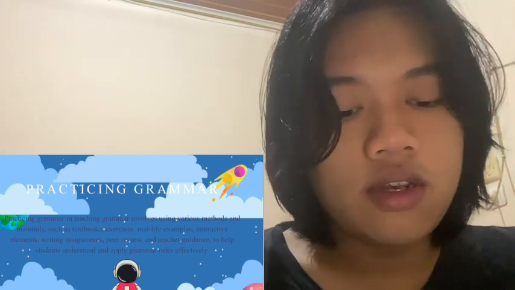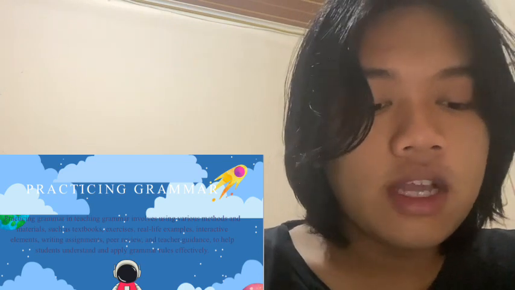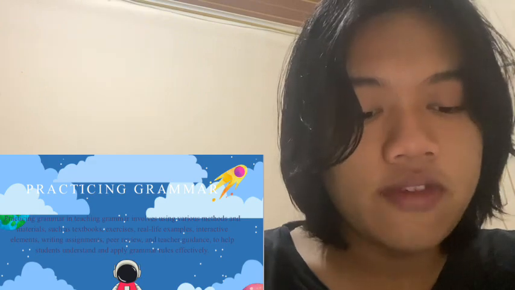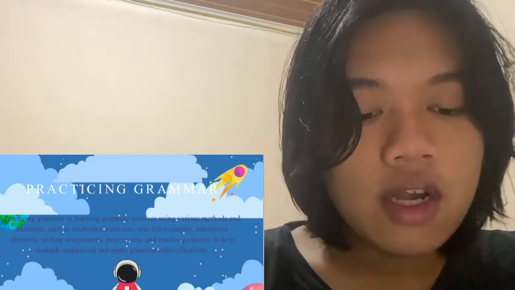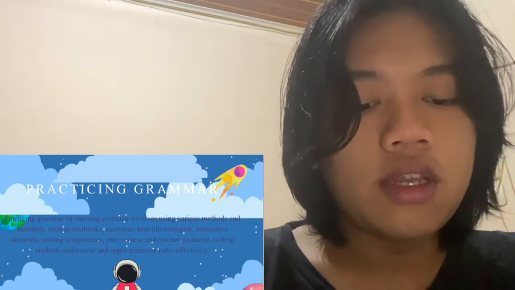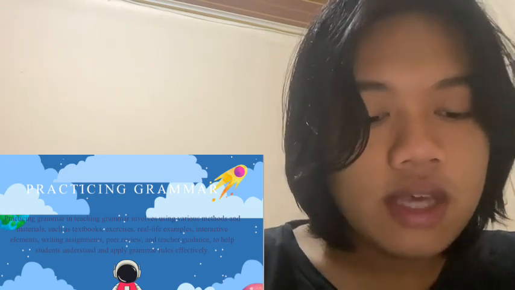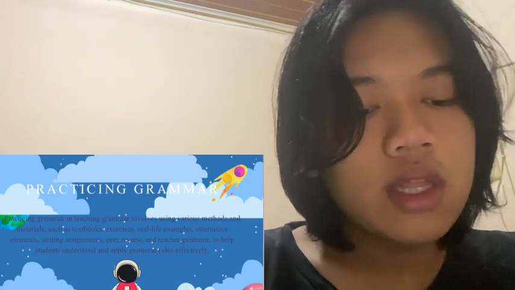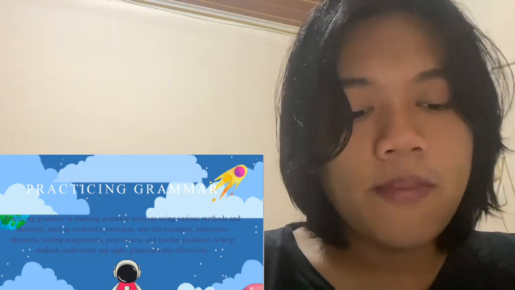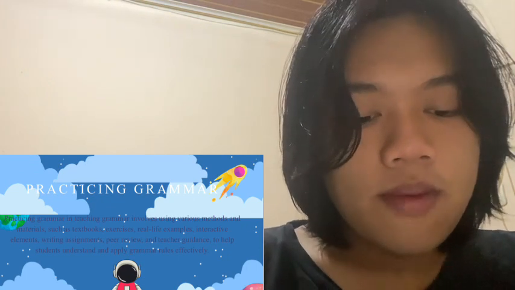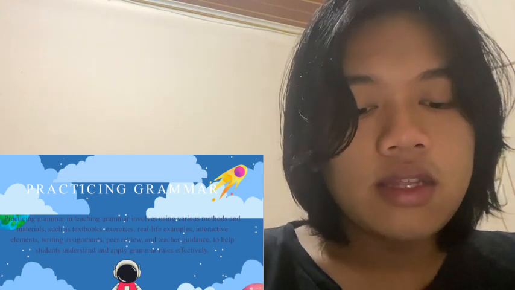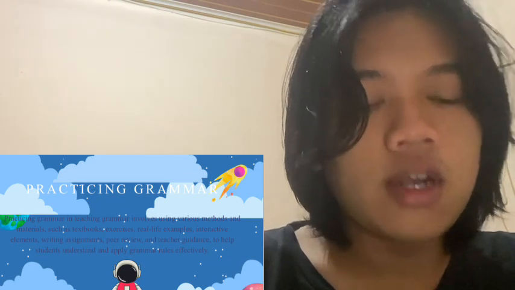Step 1, introduction. The teacher begins the lesson by showing a short video clip of people doing various activities, such as playing soccer, cooking, and reading. Step 2, comprehension. The teacher initiates a class discussion about what the students see in the video. Students describe the actions happening in the video using the present continuous tense. For example, a student might say, the person in the video is playing soccer.